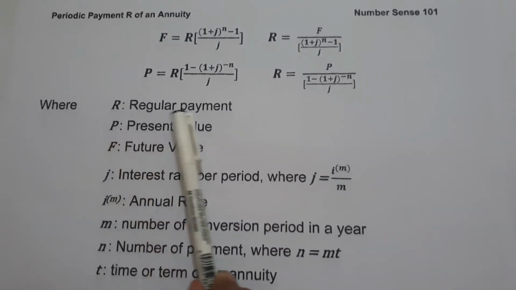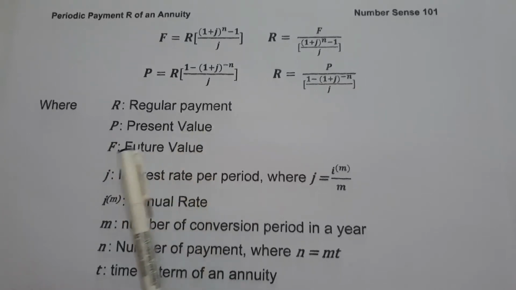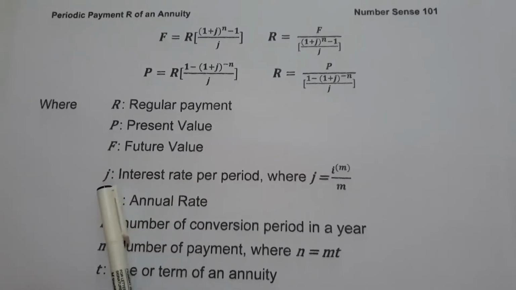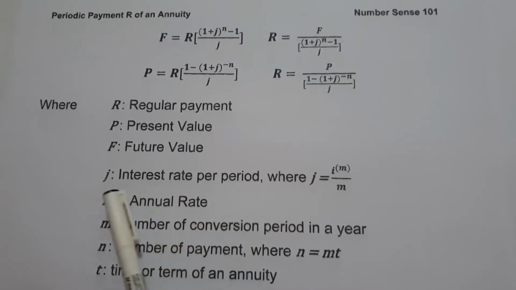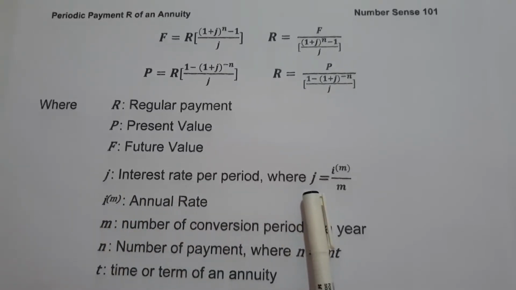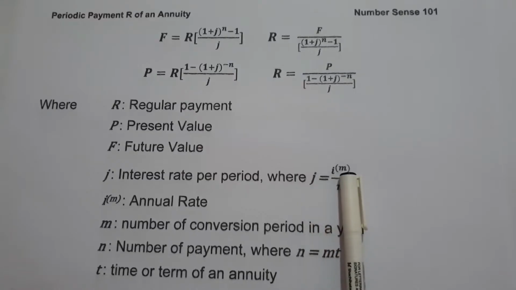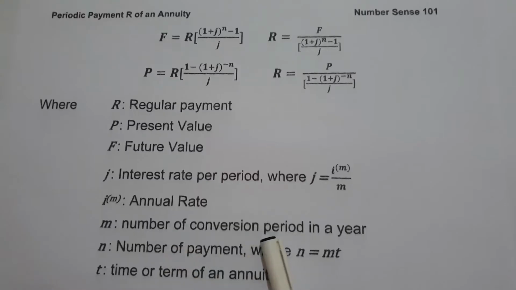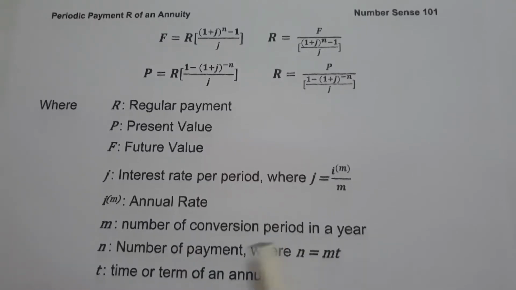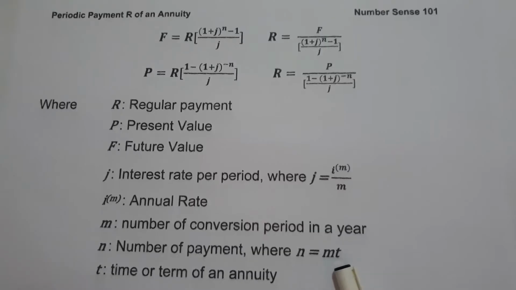Where R is the regular payment, P is the present value, F is the future value, J is the interest rate per period, and to find the value of J, we are going to use the formula J equals i raised to m, that is the annual rate, divided by m, that is the number of conversion periods in a year. And to determine the number of payments, that is n, we are going to have n equals m, the number of conversion periods, multiplied by time. These are the basic concepts that you need to remember in order for us to determine the periodic payment R of an annuity. So let's start and let's have an example.